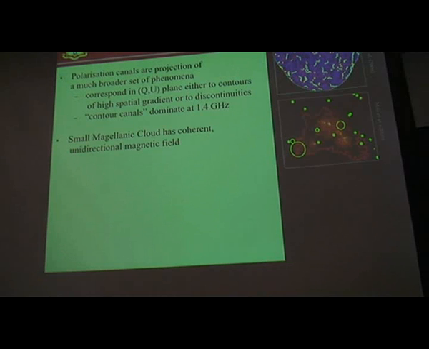See me later if you want to hear more about the Small Magellanic Cloud, but very puzzlingly, it not only is coherent, but the field is unidirectional, which to my knowledge hasn't been seen in any other galaxy. We're not clear what's going on there, but it may be something to do with the strong tidal modifications due to its interaction with the Milky Way and the Large Magellanic Cloud.